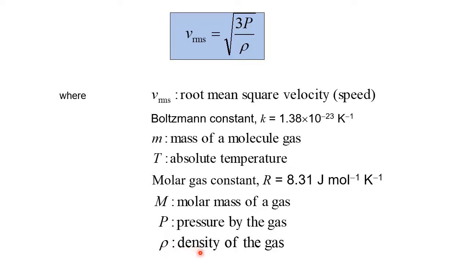Ni adalah density of the gas. Yang mana sebenarnya density ni boleh dapatlah dari formula density equals mass over volume. Okay, so unit mass mesti kg, unit volume mesti meter cube. So unit bagi density mestilah kilogram per meter cube, kg m negative 3.